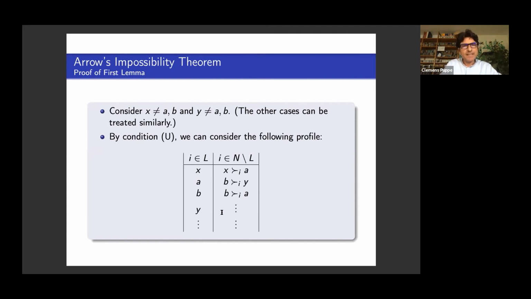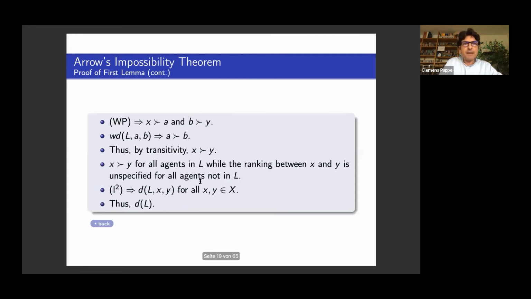But notice what is known is that A is preferred to B by these people, and B is preferred to A by these people. Now, since the people in L are weakly decisive, this group is weakly decisive, we must have for the group that A is better than B. Okay, the weak decisiveness of L for A against B means the group must prefer A to B.